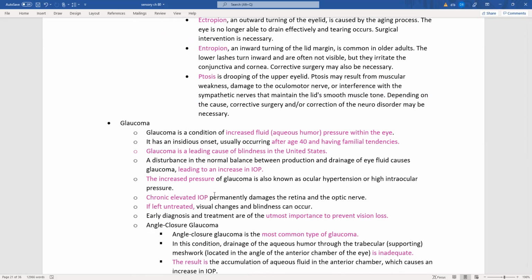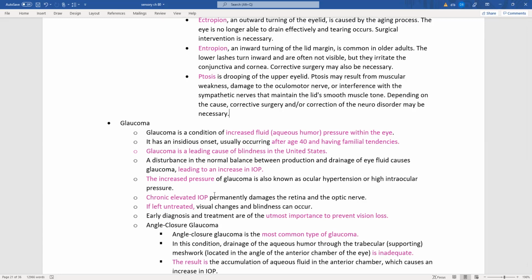Glaucoma is a condition of increased fluid, the aqueous humor. That's the fluid that's made by the ciliary body in the back of the eye. And so glaucoma is a condition of increased fluid, which is the aqueous humor, and it's going to put pressure in the eye. We know it as intraocular pressure, due to too much aqueous humor and the trabecular meshwork being blocked, so it isn't going out like it's supposed to down the canal. It's just building up in your eye.